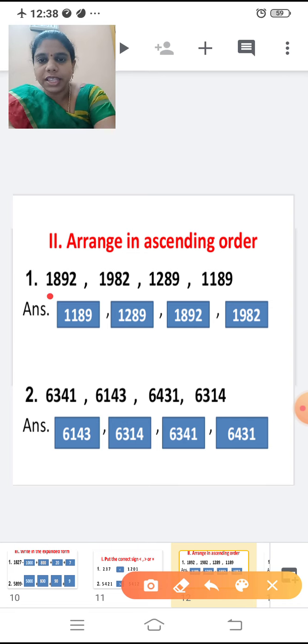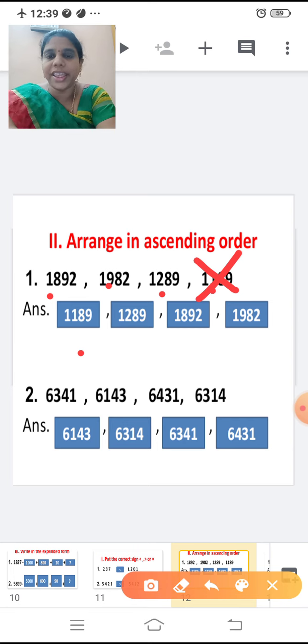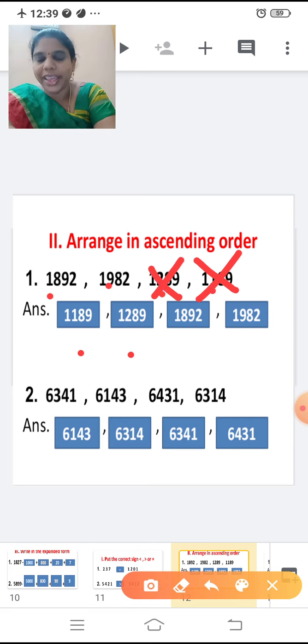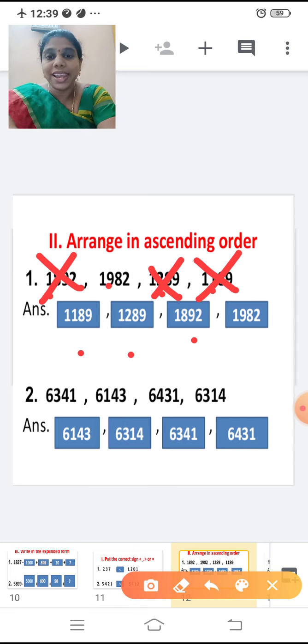Yes, see the thousands place, in all the numbers we have 1. So see the hundreds place. In the last number we have 1, that is smaller. So 1189 is smaller. So write 1189. Next 1289. Then 1892. Last 1982.